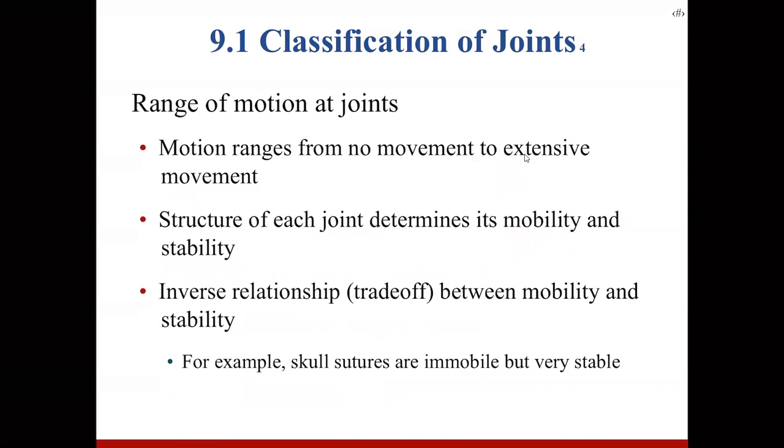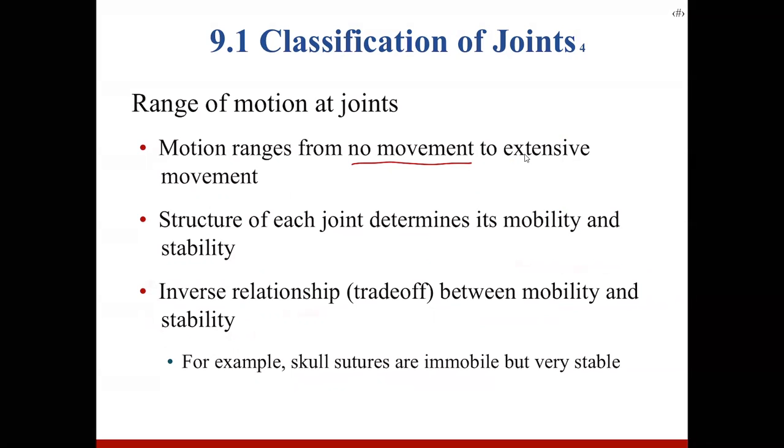Okay, now range of motion. So range of motion depends, right? So there can be no movement to extensive movement. Okay, the structure of the joint determines whether it can move or not. And there's an inverse relationship between how mobile a joint is and how stable it is. So the sutures in your skull don't move. Okay, they're not mobile at all, but they're really, really stable. So they're good at protecting you.